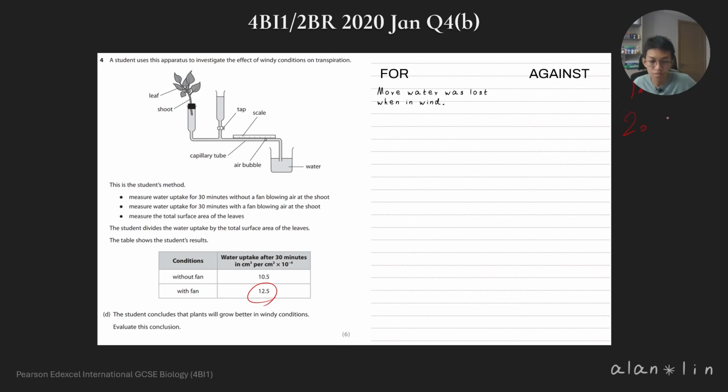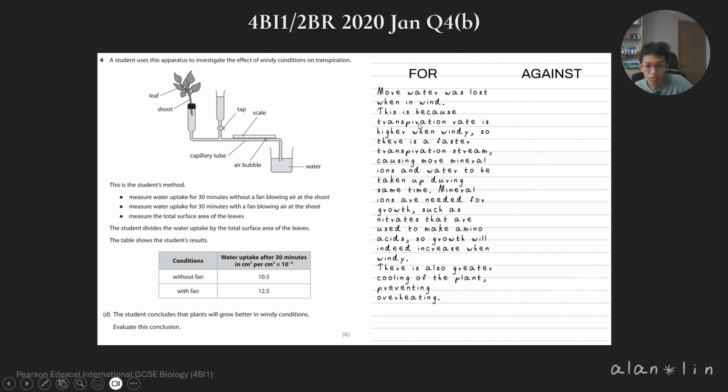Now let's look at step 2. Step 2, we are going to be using our biological knowledge to explain the fact that plants will grow better in windy conditions. Okay, so how do we know that plants will grow better when the water uptake is greater? Well, we know that the transpiration stream is going to be faster. We're going to have more mineral ions, and we're going to also have more cooling, which will prevent the overheating of the plant. So that is how we're going to be using step 2, the application of biological knowledge, to support the conclusion.